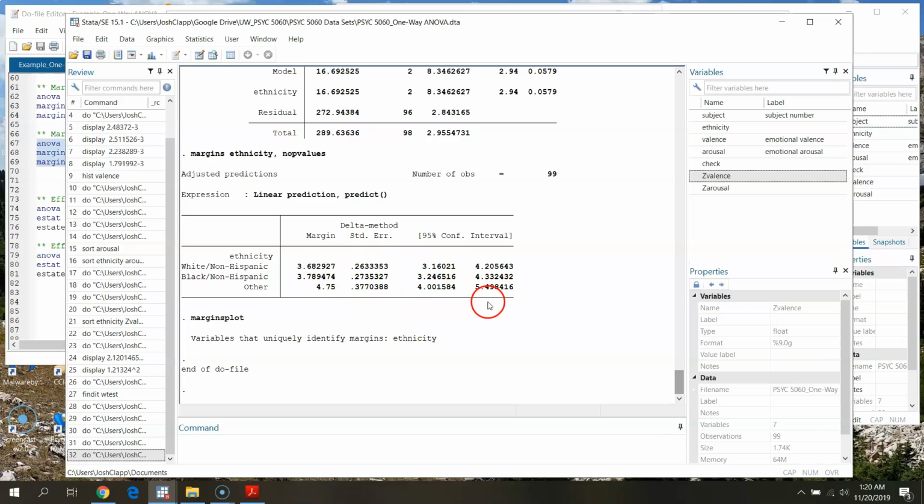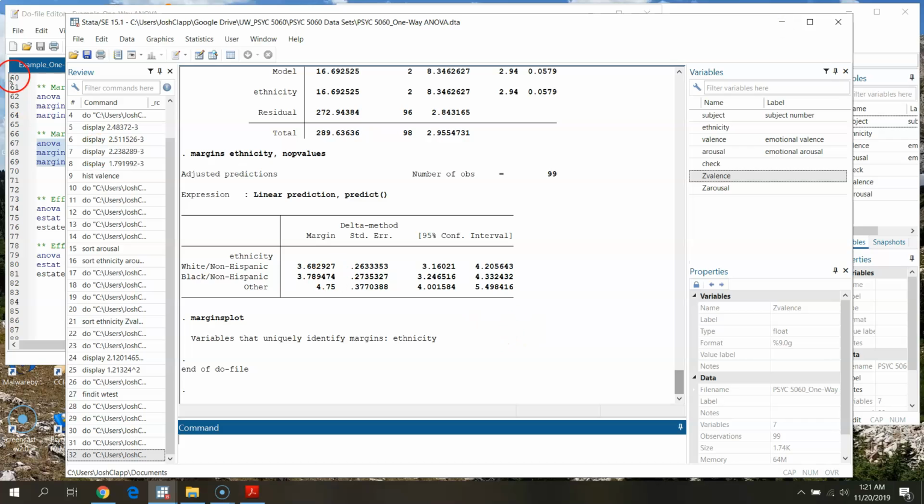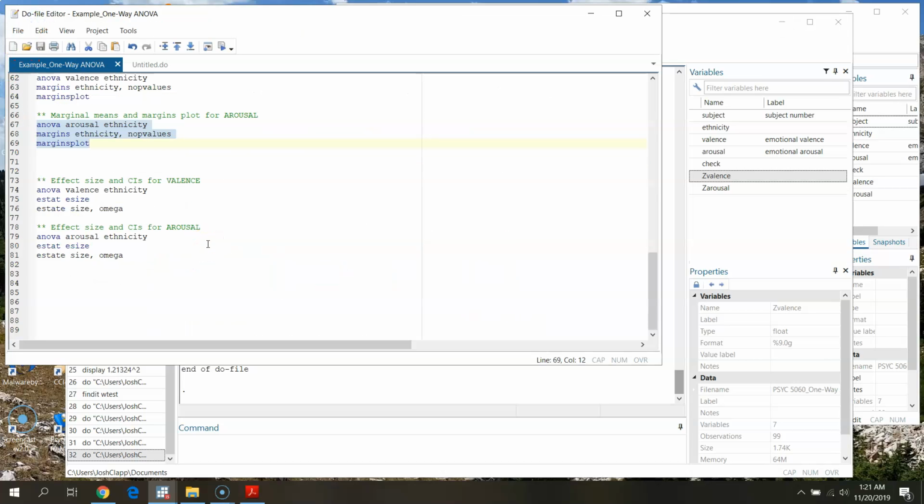So we get our marginal means here, get our confidence intervals. We see our biggest discrepancy between our lowest ratings of arousal among our white non-Hispanic group, and highest around for our other group. And then if we take a look at our margins plot, we see things are looking pretty similar across these two groups, but then our other group is quite a bit higher. Okay, so this is just a nice way to go through and plot out and see what's going on. Take a look at our confidence intervals here, a little more flexibility than what we get with running this in SPSS.